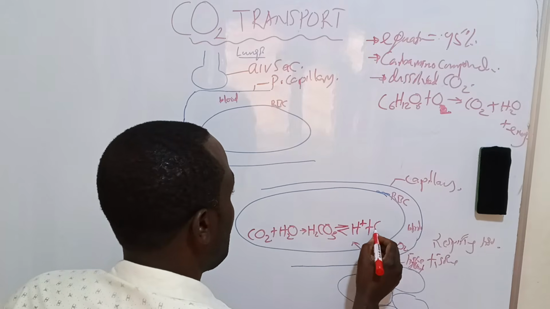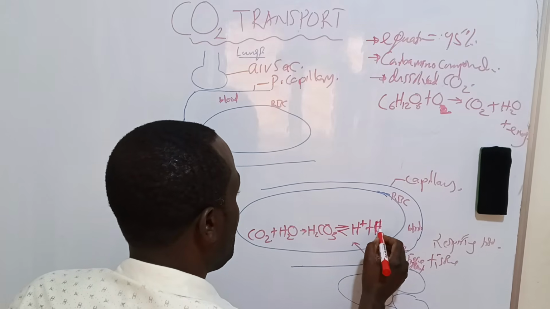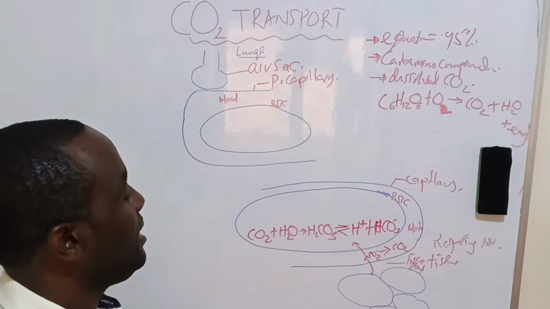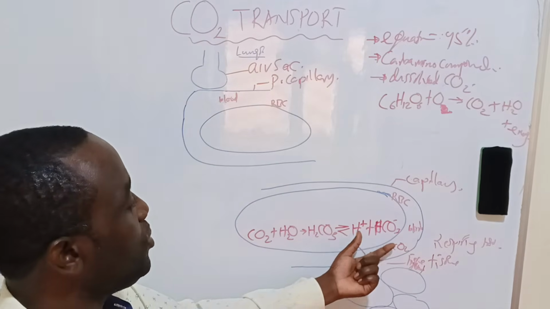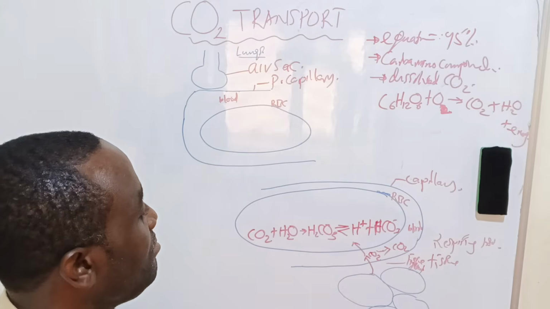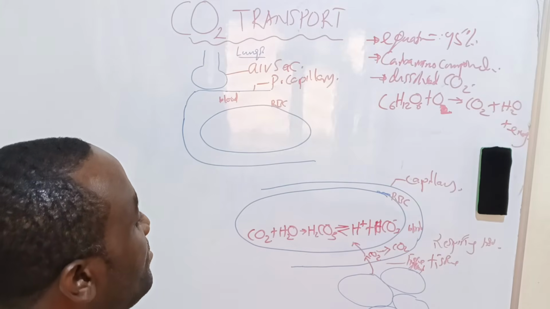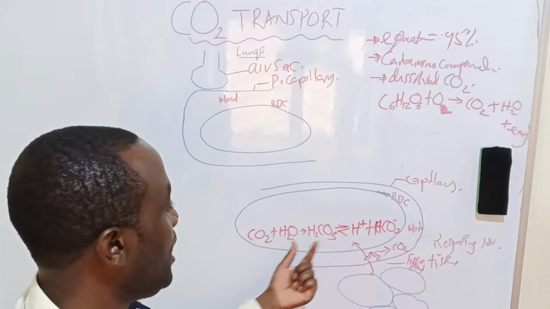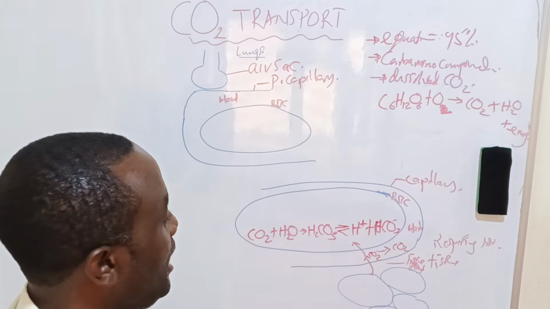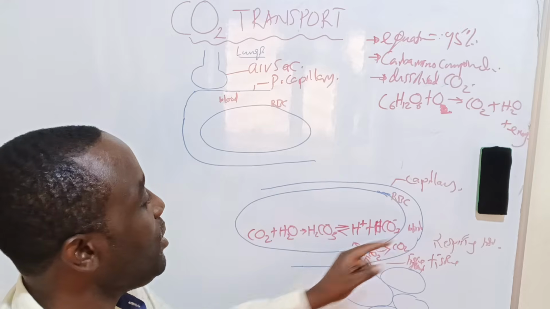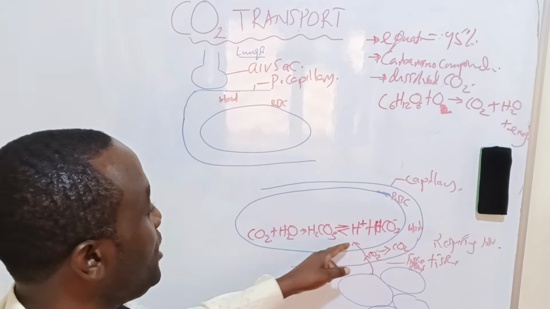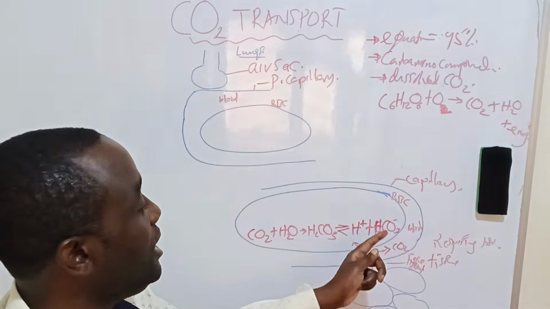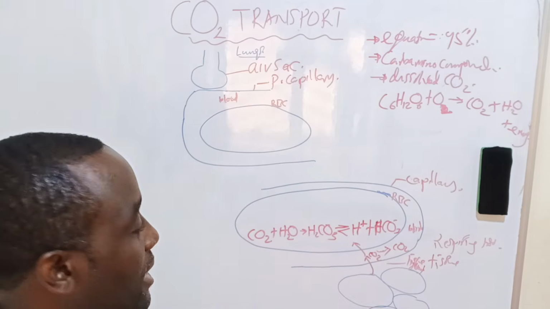plus bicarbonate ions. Now this dissociation means something. This one is an equilibrium because I've used the reversible arrows. However, because of the dissociation, the acid cannot continue dissociating if the bicarbonate ions remain here.